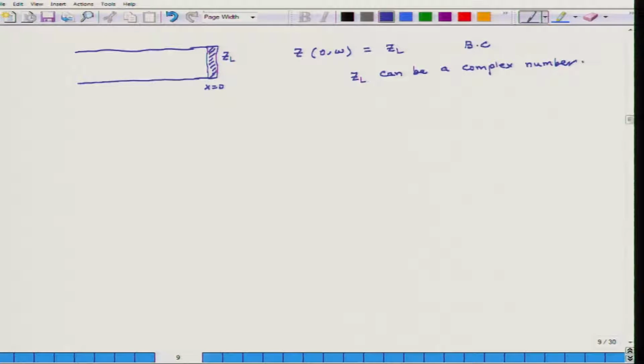Now, this is a tube with imperfect termination. It is imperfect because it is neither a rigid structure at the end, nor is it a perfectly open thing. It is somewhere in between. So, there is some stiffness, there is some damping happening at the end, and the overall impedance is ZL, and it can be a complex number. Okay.